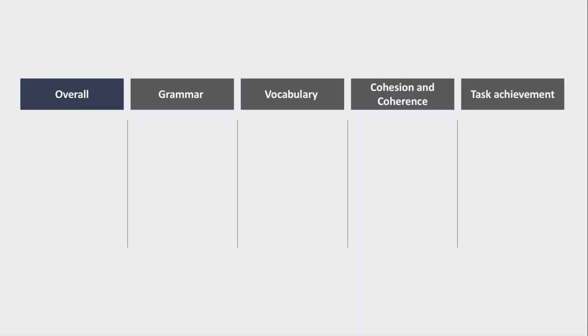So overall, I'm thinking task achievement: very strong. They answered all parts of the question. They explained and expanded themselves. Potentially, if I was going to be really picky, I would ask for some more specific examples for them to talk about. But overall, I thought very strong. I would want to give a 7 for task achievement.